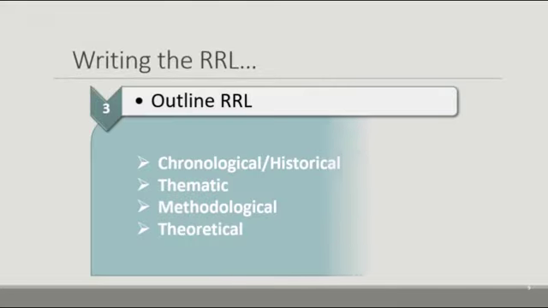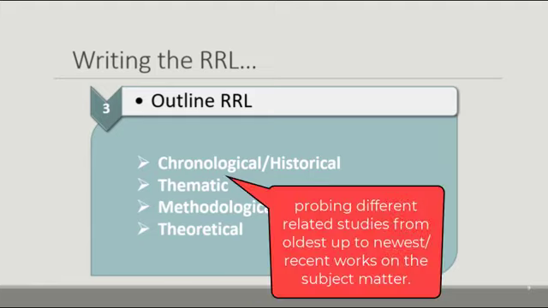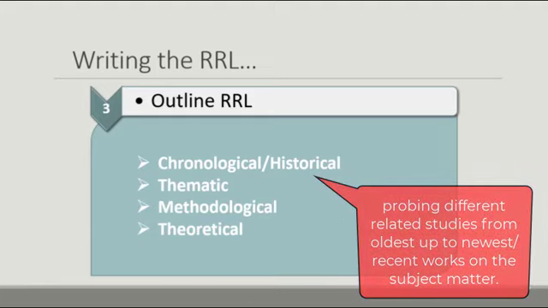Next, you have to outline your RRL. So these are the different approaches into writing your RRL. First is the chronological or historical approach or type of RRL. This type of RRL focuses on probing research in a specified field throughout a chronological order. So, ibig sabihin, usually it starts from the oldest period of time, going to the most recent studies.